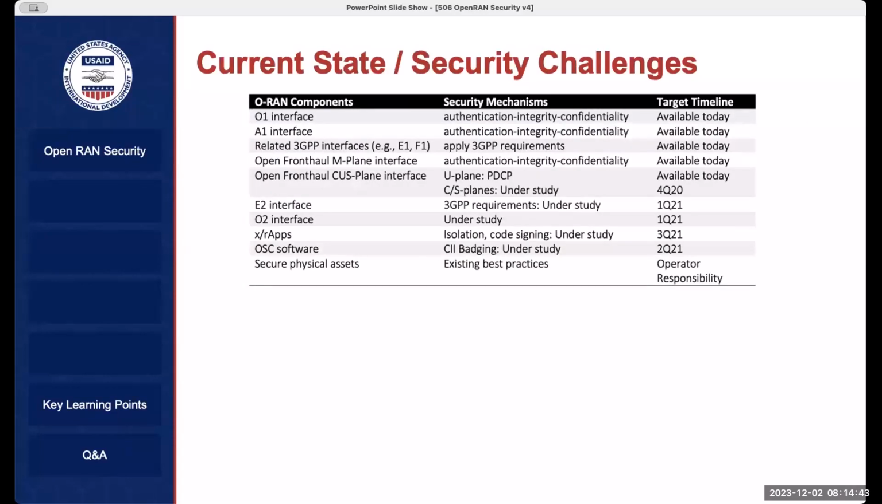So, the current state and security challenges. For O1, A1, any other 3GPP related interfaces, the open fronthaul interface and open fronthaul CS plane, they are already available. For the others, like E2, O2, xApps, and OSC software, while it says here that they were supposed to be released in 2021, there is already something, and it's still being updated as I speak. And then, of course, for secure physical assets, a lot of this is based on ISO 27001, to protect physical deployments like cell sites and data centers. And they are basically passing the buck for this to the operators.